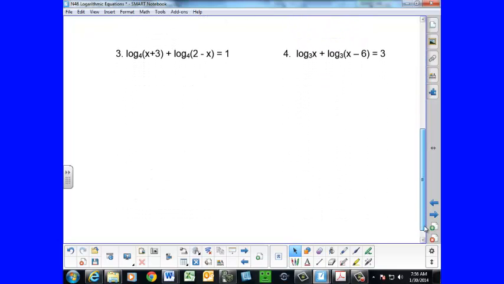Moving on to number 3. If we rewrite it, they have a common base of 4. And addition turns back into multiplication. So log base 4 of x plus 3 times 2 minus x equals 1. And then just using the property of logs, 4 to the first power is equal to x plus 3 times 2 minus x.